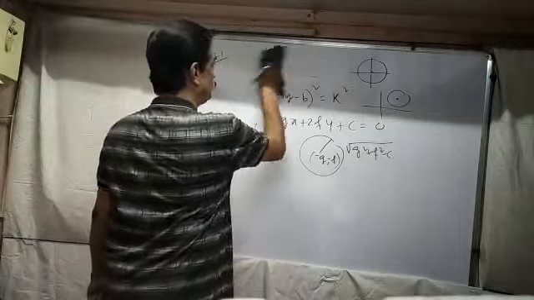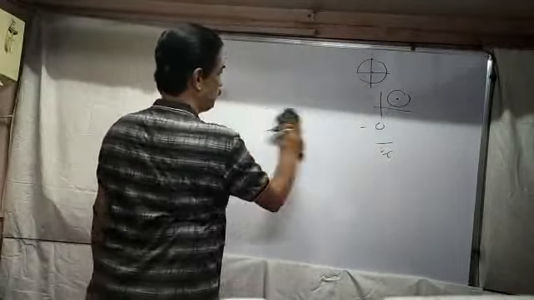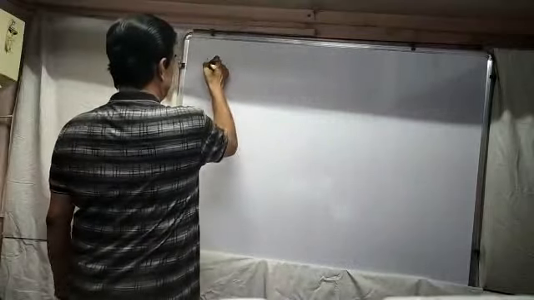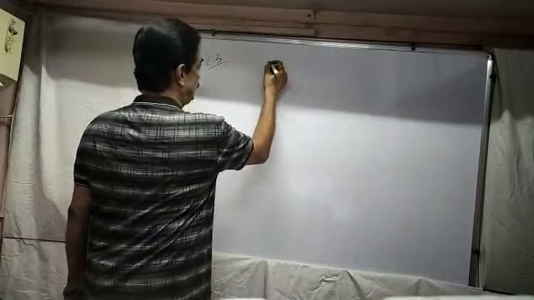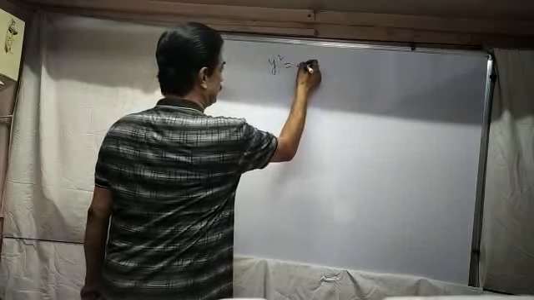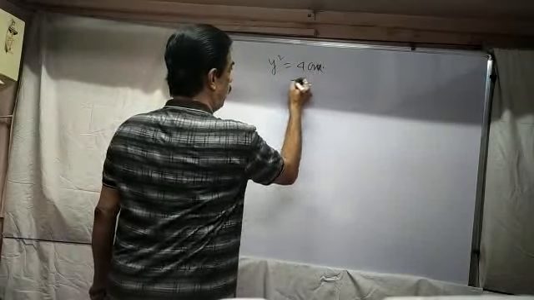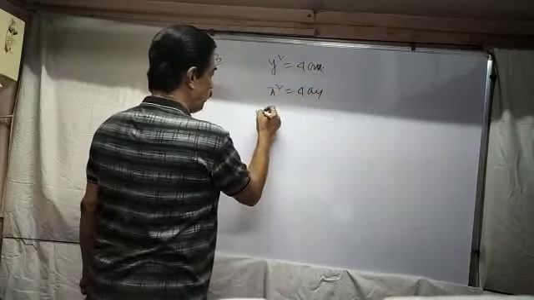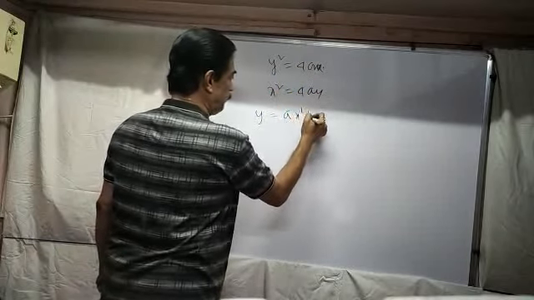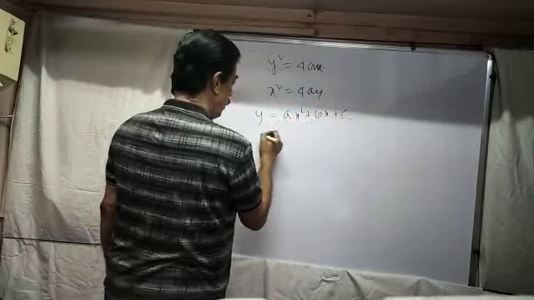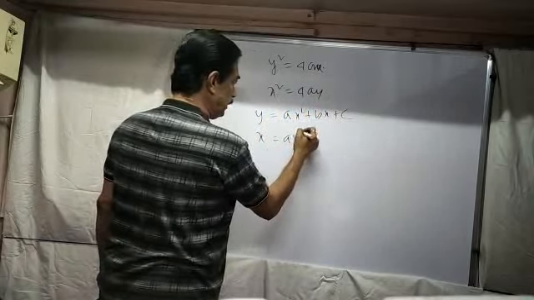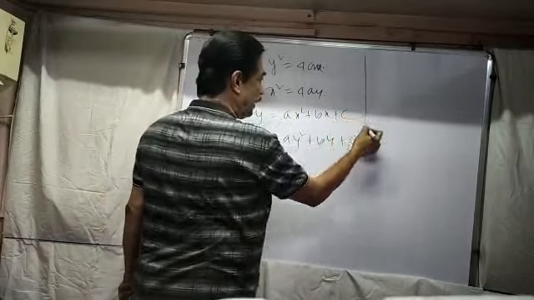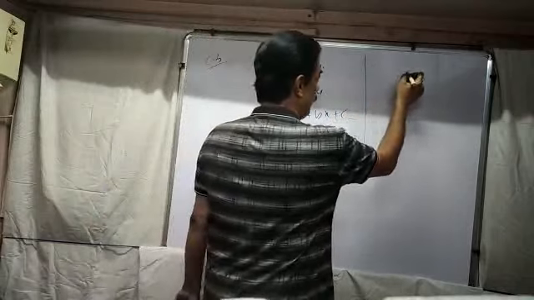Case number 3. Either y square equal to 4ax, or x square equal to 4ay, or y equal to ax square plus bx plus c, or x equal to ay square plus by plus c. These are all standard forms of the equation of a parabola.